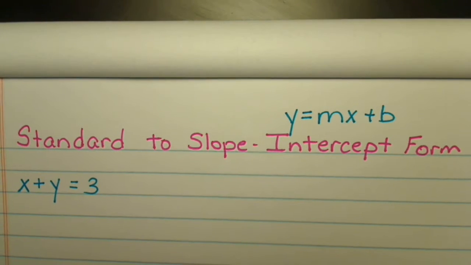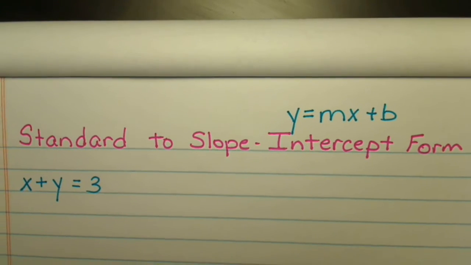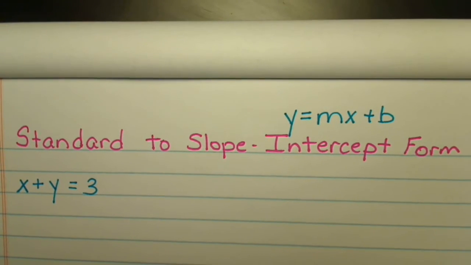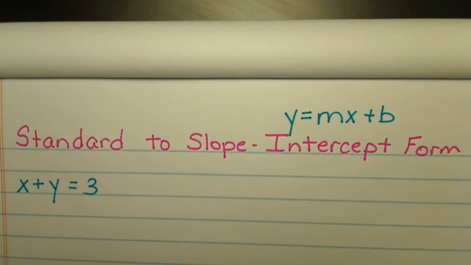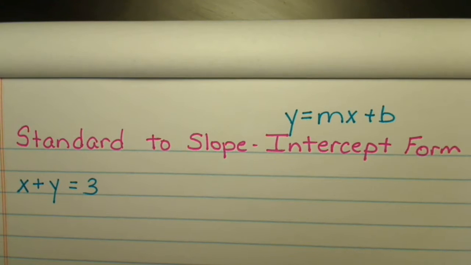Hi, this is Jones again, and we are going to look at how to change from standard to slope-intercept form. Remember, slope-intercept form is y equals mx plus b. I want you to notice that in slope-intercept form, your y is by itself. It is isolated on one side of the equal sign.